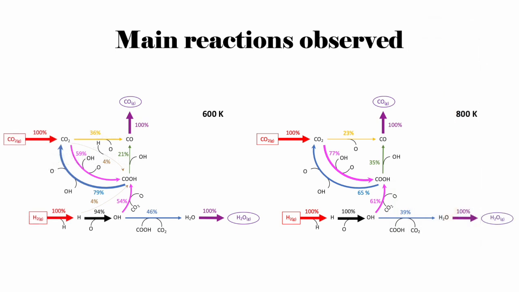Next, we present the main reactions observed during the microkinetic modeling simulation, responsible for the CO production. From the DFT data, we expected that the main path for the CO production was the direct CO dissociation. However, we also saw that the carboxyl or COH pathway is also important, especially more important at 800 kelvins than at 600 kelvins, as you can see in the graphs.